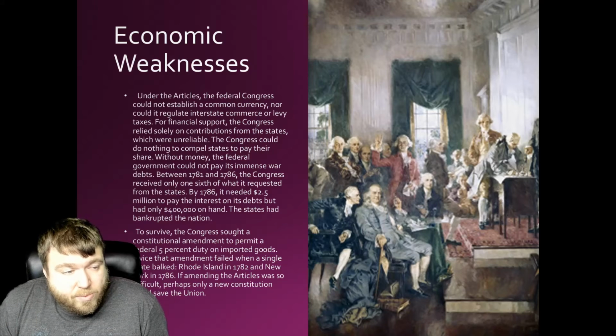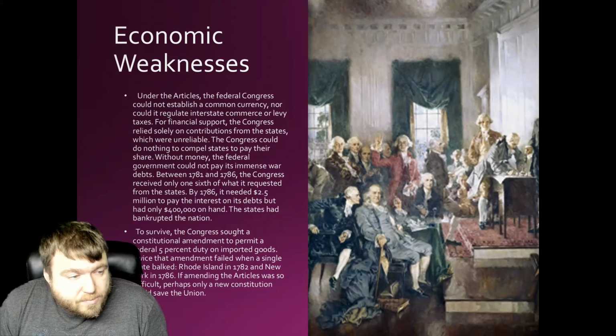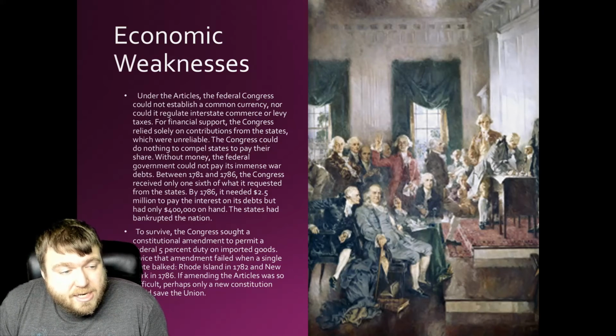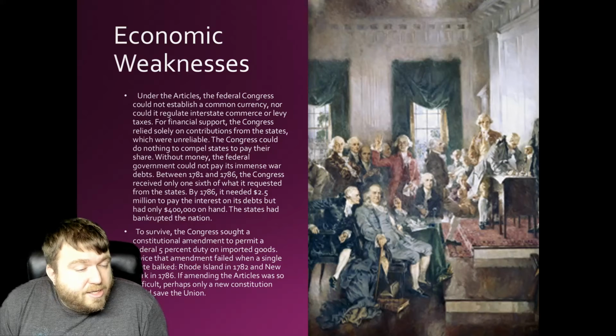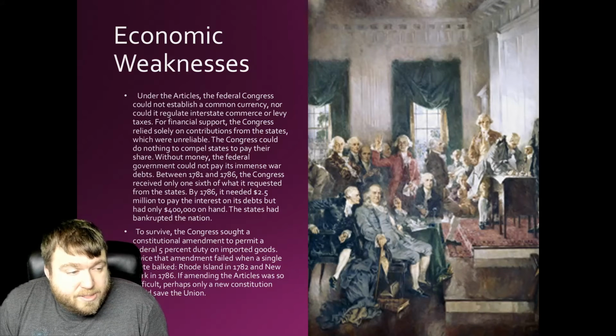Between 1781 and 1786, the Congress received only 1/6 of what it requested from the states. By 1786, it needed $2.5 million to pay the interest on its debts, but had only $400,000 on hand. The states had bankrupted the nation.